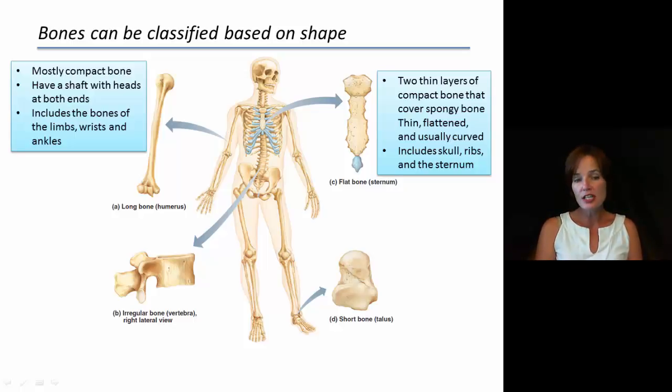A good example of these are the ribs that we see right here. This does also include the skull and then the sternum, which is going to be right here in the center, and that's the bone that we see in the particular image.